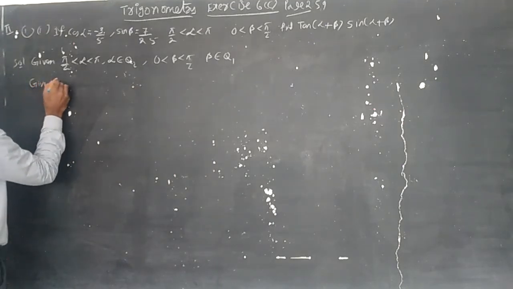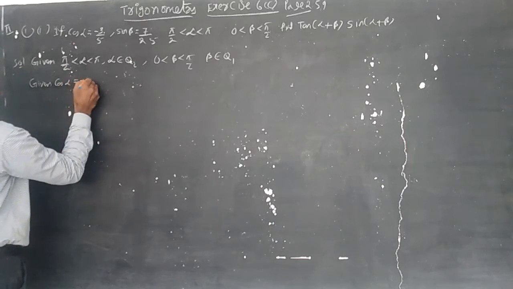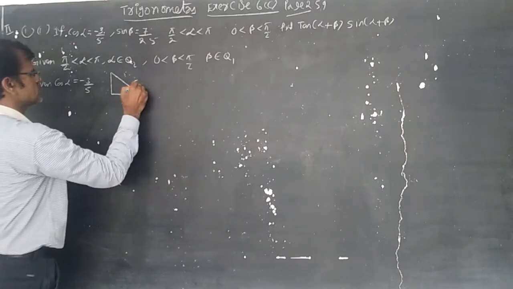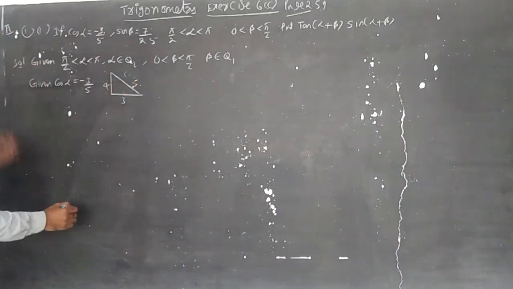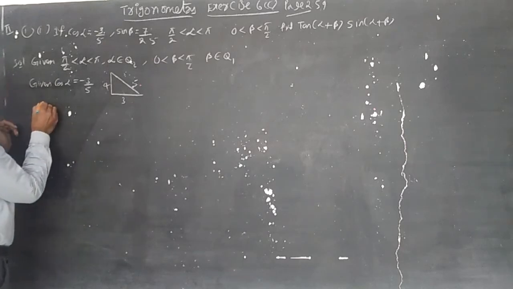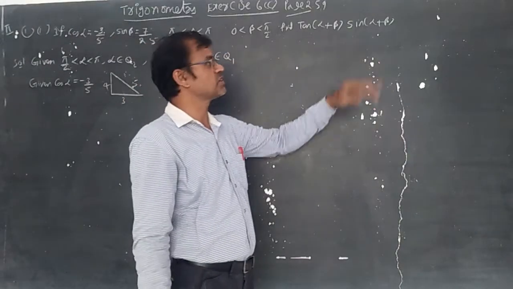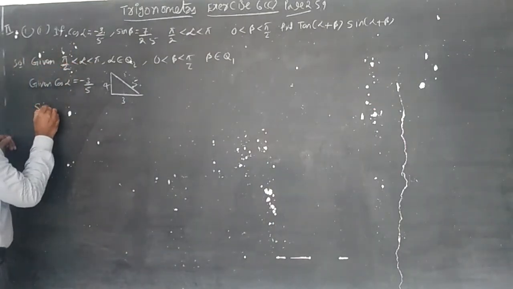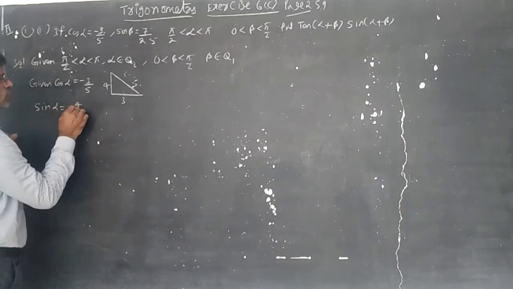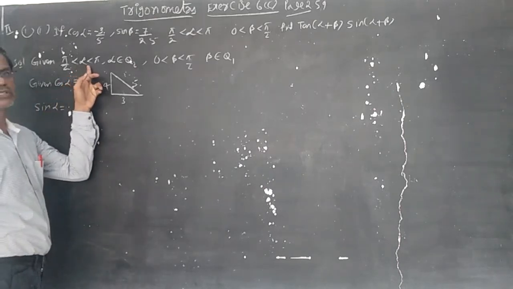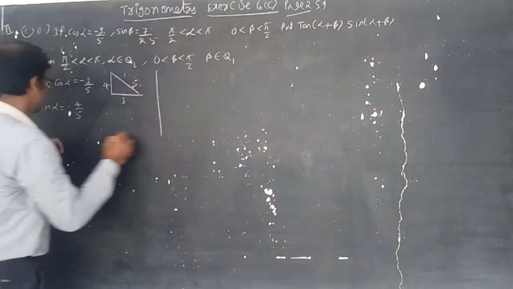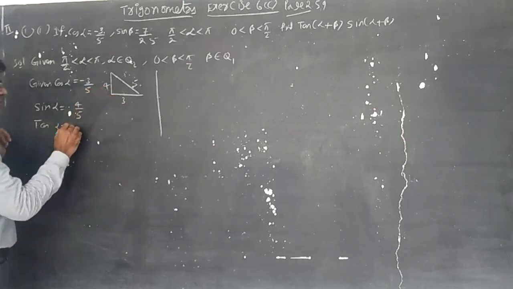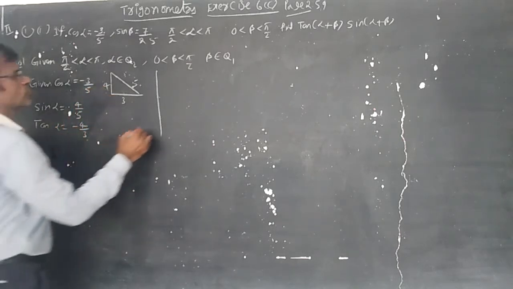Given cos alpha is equal to minus 3 by 5. Right here, this is 3, this is 5, this is 4. Because alpha is in the second quadrant, cos is minus. We need to calculate tan of alpha plus beta and sin of alpha plus beta, so sin alpha and tan alpha both we should write. Here sin alpha is equal to 4 by 5. In the second quadrant, sin is positive, that is why positive. And tan alpha, in the second quadrant, is negative. Tan is equal to opposite by adjacent side, so this is minus 4 by 3.